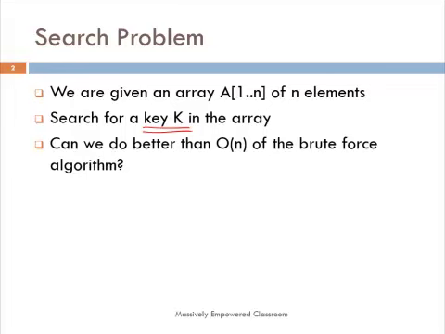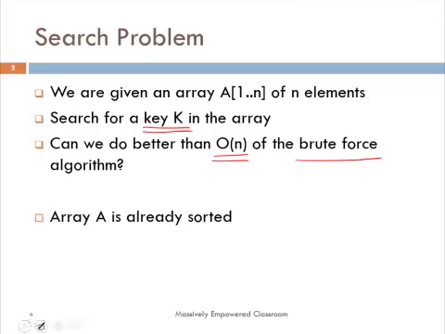And the sequential search algorithm, which was a brute force algorithm, gave us linear time performance, order n. That means in the worst case, it had to perform order n comparisons to determine whether the key was present in the array or not. Can we do better than that? We can if the array is already sorted.